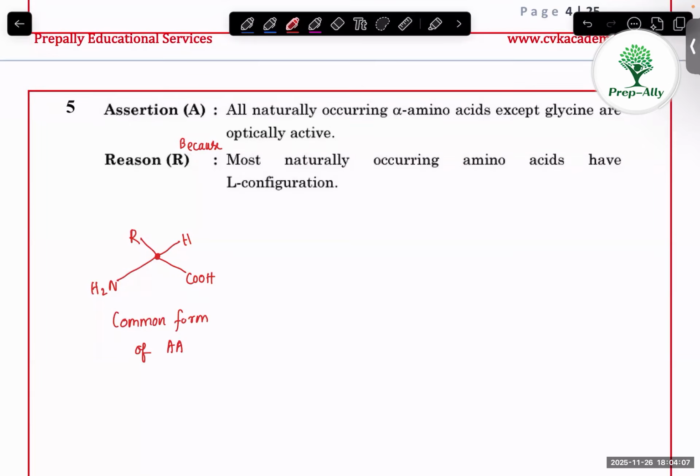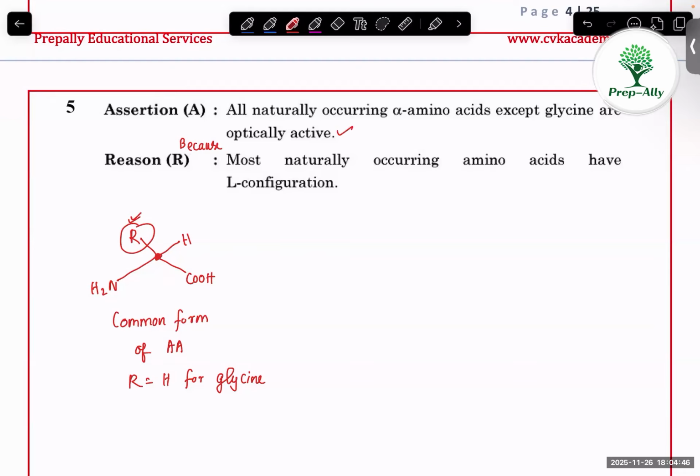Every amino acid has this common form. Now, when it comes to glycine, R is equal to H. That means glycine will never have 4 different groups. It only has 3 different groups around this particular carbon. That means it is not a chiral carbon. A chiral carbon means a carbon which has 4 different groups attached to it. So glycine is not optically active, but in all the remaining amino acids, this R group can be different. If you look at tryptophan or tyrosine or any other amino acid, the R group will be different. So except glycine, everything else is optically active. So this statement is correct only.